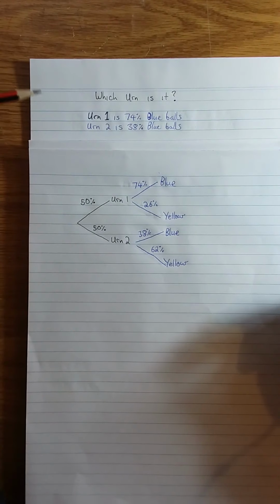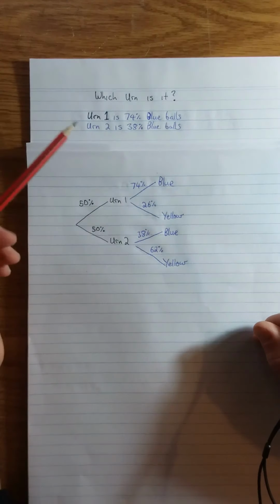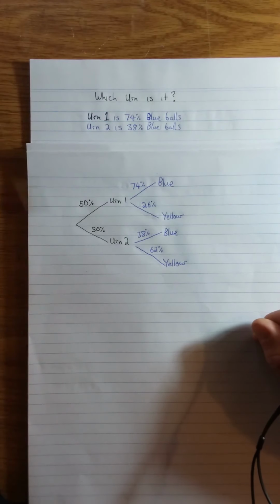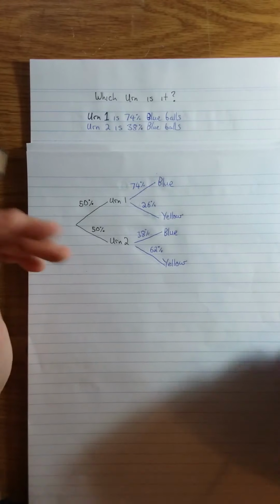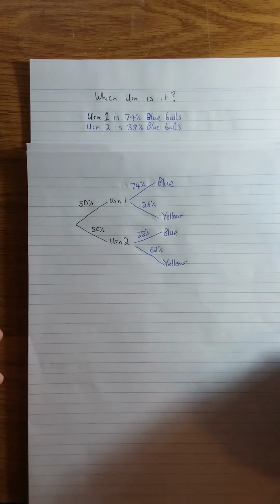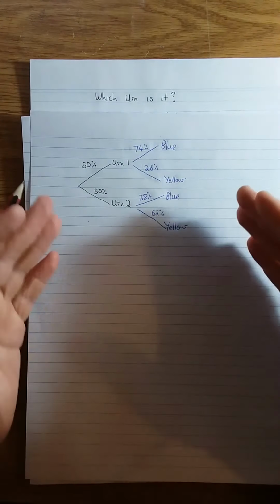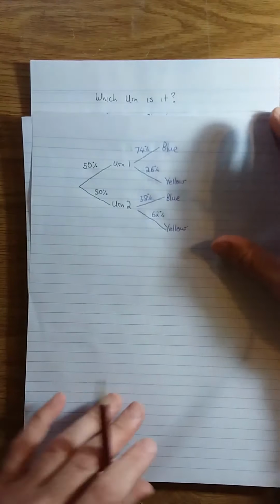So we've got our problem where the labels have fallen off our urns. We know how many blue balls are in each urn, and we know that the remainder of those balls are yellow. So we want to pick a random urn and work out the probability that that urn is actually urn 1. Now, this is the problem expressed as a tree diagram.